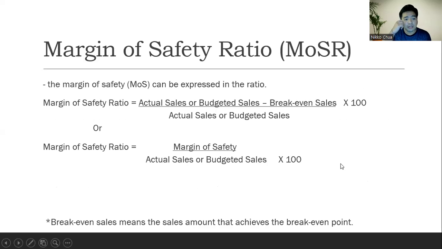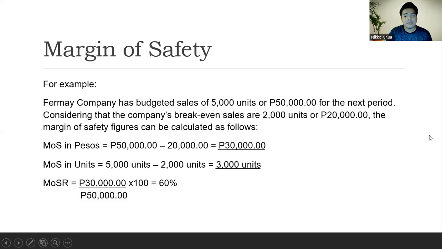Margin of safety can also be expressed as a ratio. The formula for the margin of safety ratio is actual sales or budgeted sales minus break-even sales, over the actual sales or budgeted sales, times 100. Or margin of safety over actual sales or budgeted sales, times 100. Break-even sales means the sales amount that achieves the break-even point. So we have an example here.